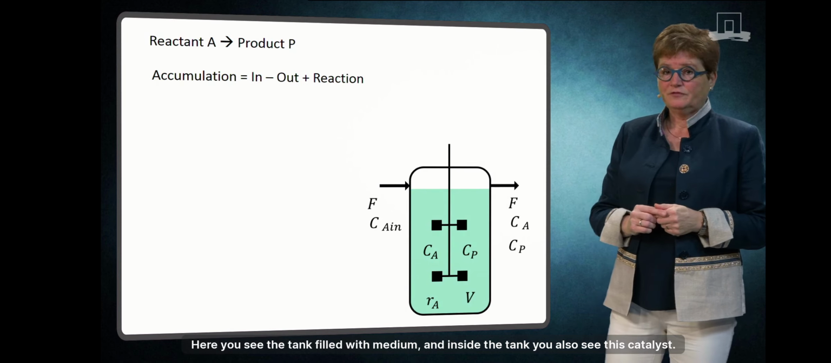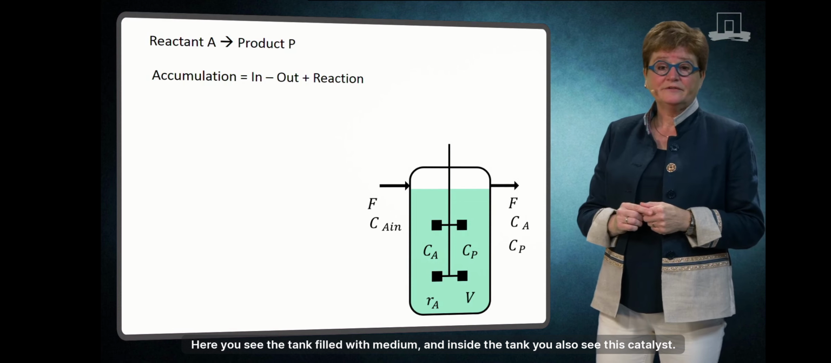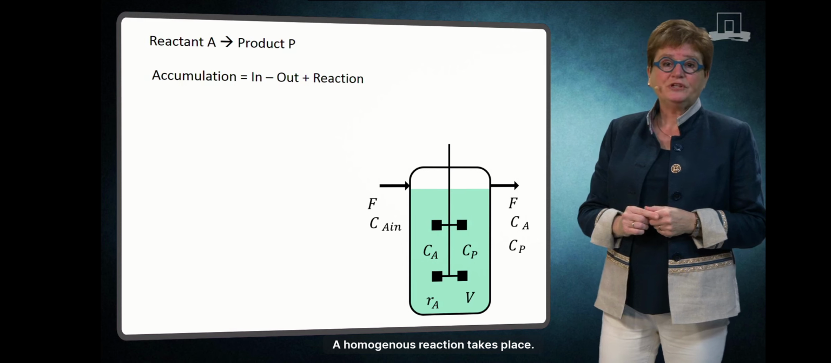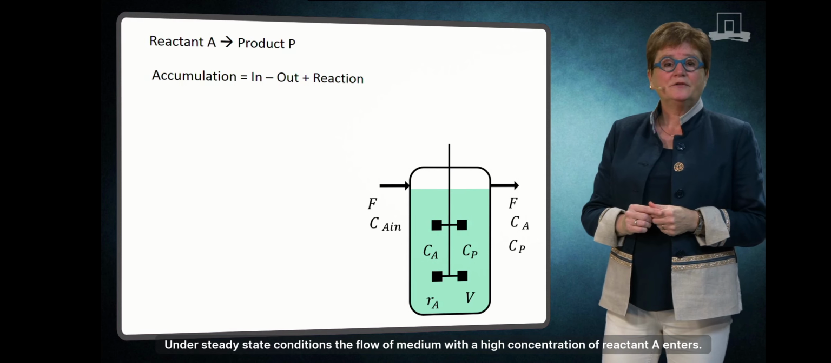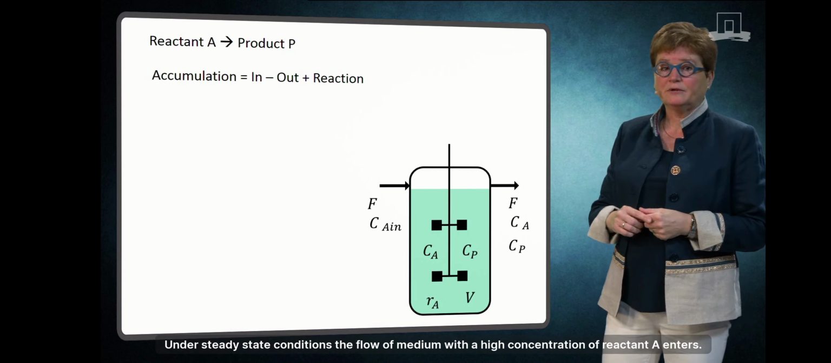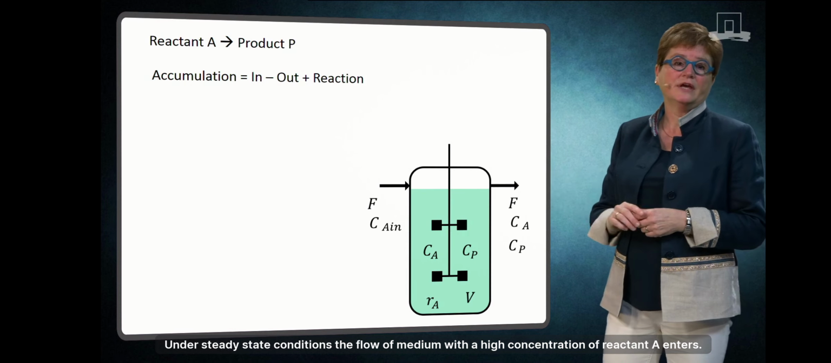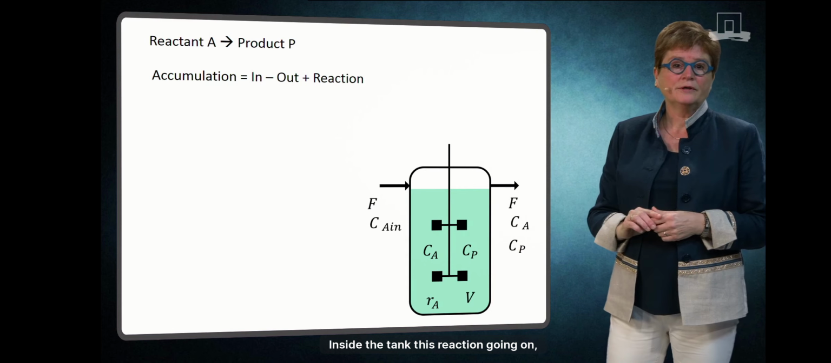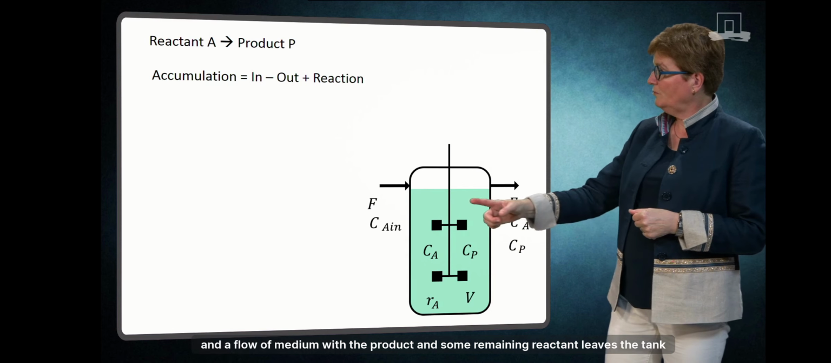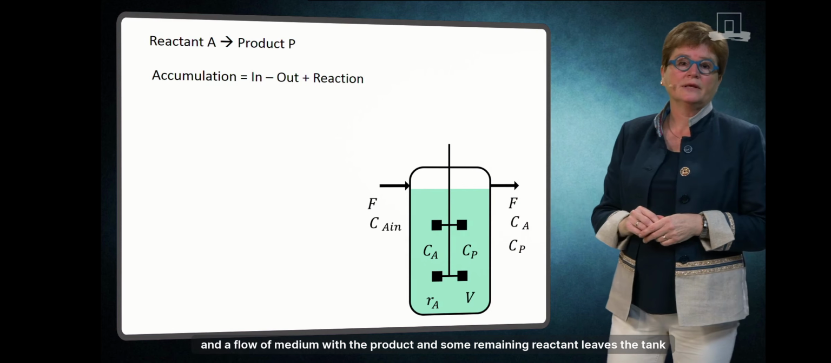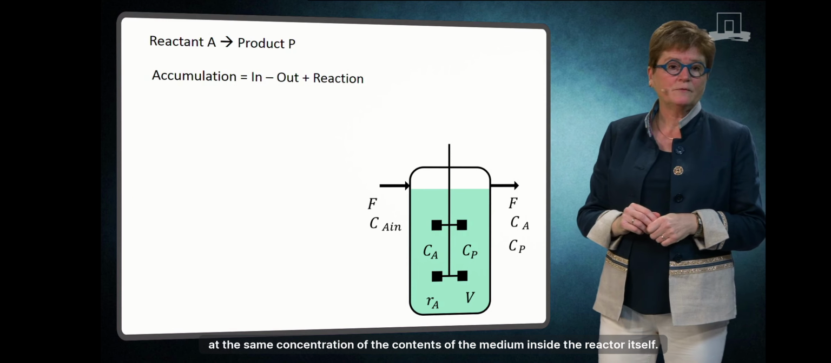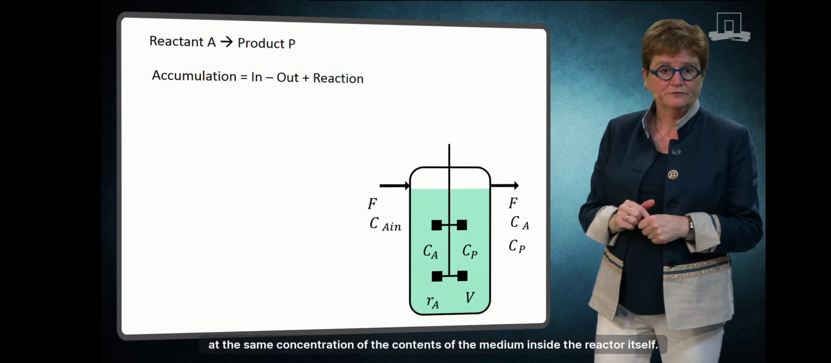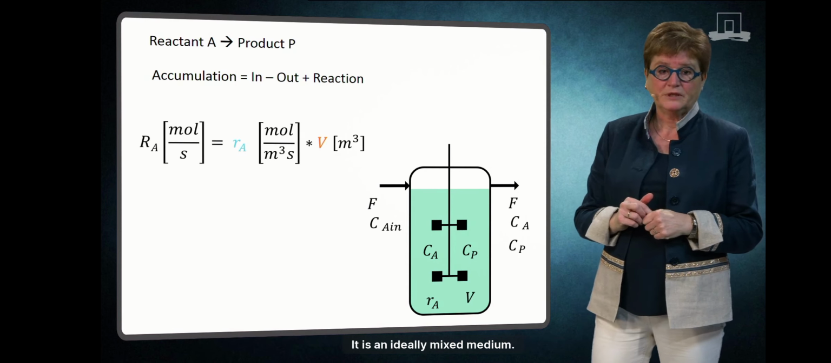Here you see the tank filled with medium. And inside the tank you also see the catalyst. A homogeneous reaction takes place. Under steady state conditions, the flow of medium with a high concentration of reactant A enters. Inside the tank there's a reaction going on, and a flow of medium with the product and some remaining reactant leaves the tank at the same concentration as the contents of the medium inside the reactor itself. It's an ideally mixed medium.